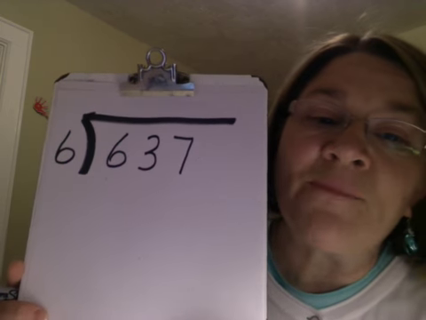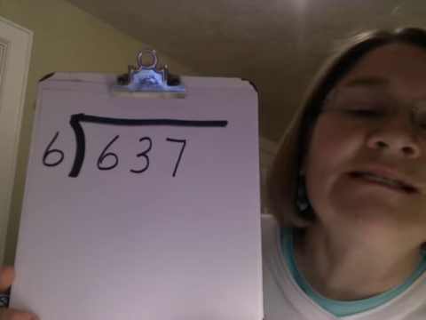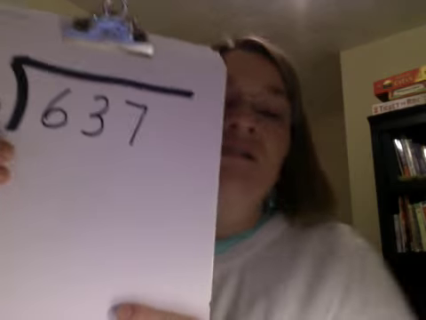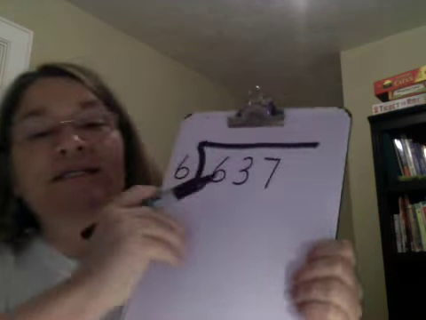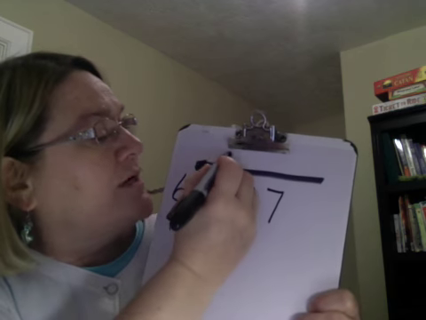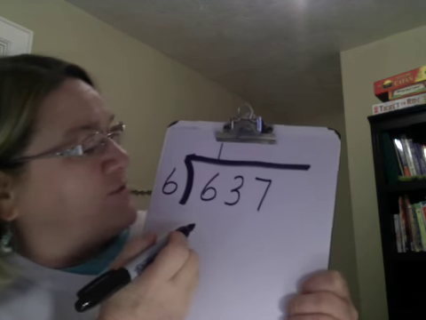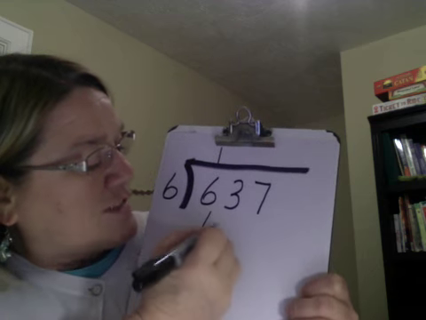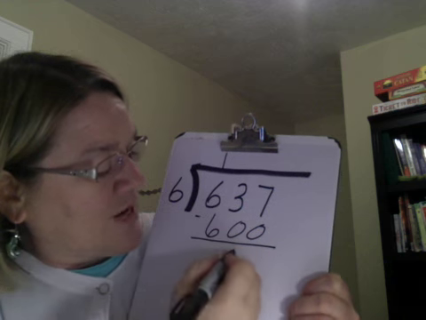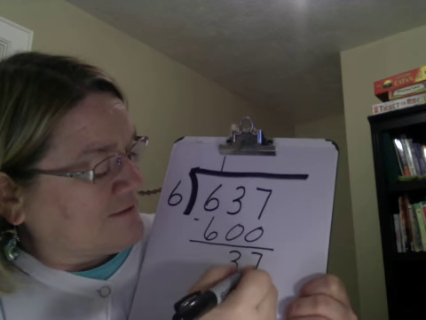All right, here we are back again together, and this is our problem, and let's work it together. We know that there are 6 groups of 6 in the first hundreds column. Or there's one group. So let's put the 1 there and do our 600. And then when we subtract, we get 37.